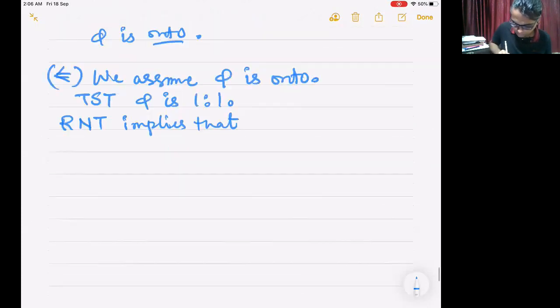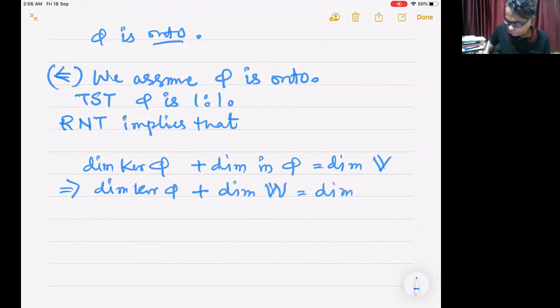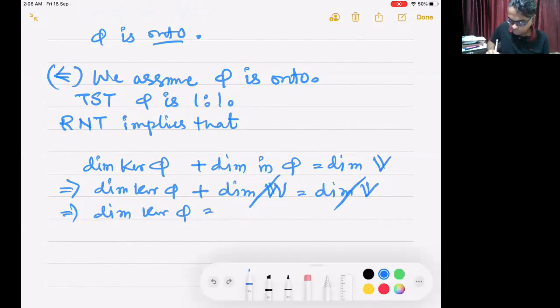Rank nullity theorem says that dimension of kernel of phi plus dimension of image of phi is equal to dimension of V, right? But we have assumed onto, no? So this is dimension of kernel of phi plus this is dimension of W, which is equal to dimension of V by rank nullity. But we have assumed that these two dimensions are equal, so they cancel each other, which then means dimension of kernel of phi is 0. Sorry, this is just the number 0.